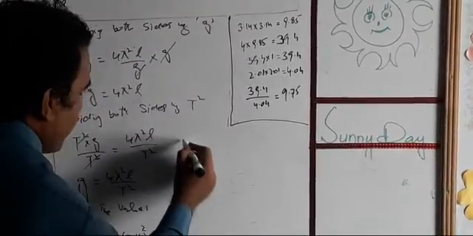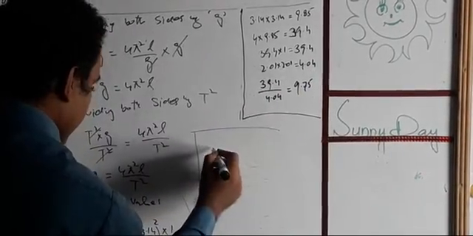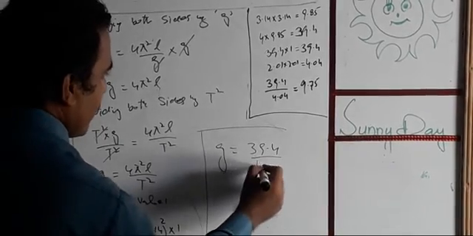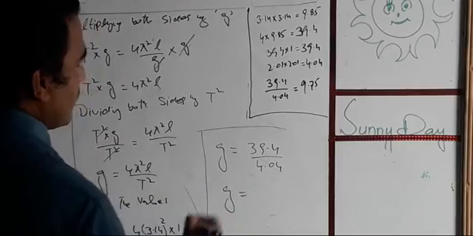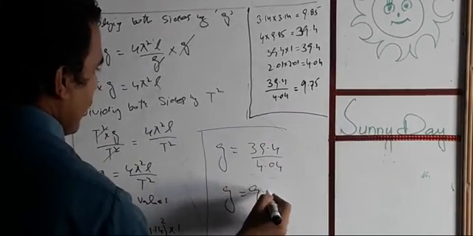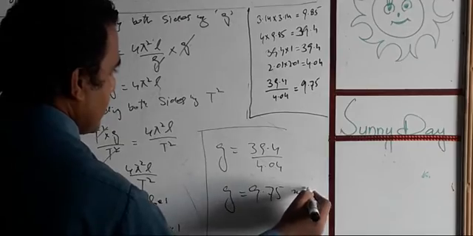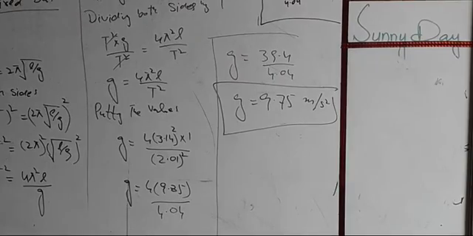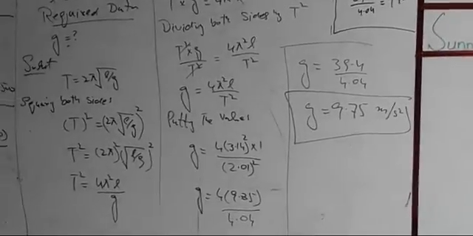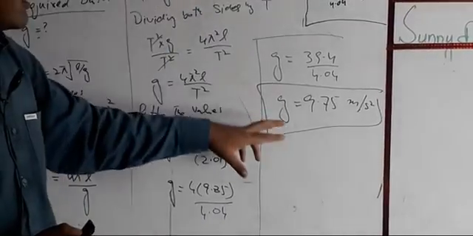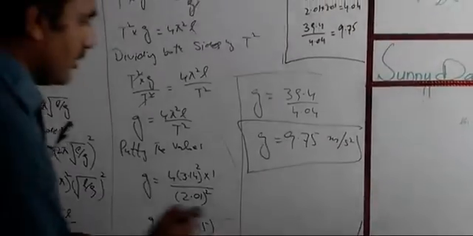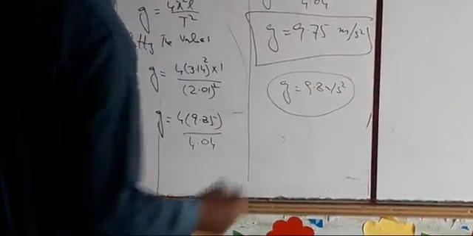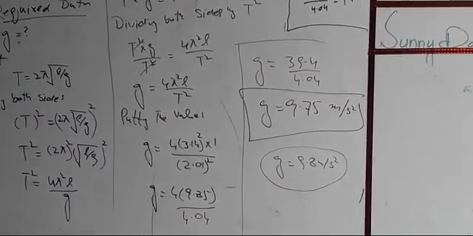Now multiplying 9.85 with 4, it will give us 39.4 divided by 4.04. And dividing these two terms, we will get the answer 9.75 with the unit meter per second square. So it's the value of gravitational field strength on Mount Everest with a height of 8,954 meter, which is slightly less than the actual value on the surface of Earth, which is 9.8 meter per second square. This difference is because the value of g decreases with altitude. Thanks for today.